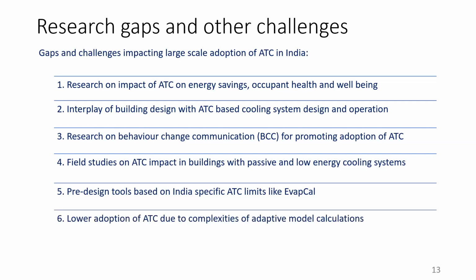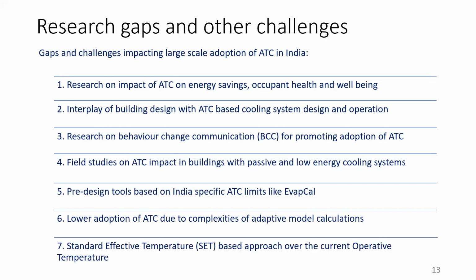Next, there are many complexities in the adaptive model calculations that need to be simplified. These include deviation of actual adaptive coefficients from the established models. And further, there is ambiguity in calculation of outdoor reference temperature as well, which is the most important input variable in the adaptive model. And finally, standard effective temperature SET-based approach, which includes all thermal comfort parameters, air temperature, mean radiant temperature, air humidity, air velocity, clothing and activity level, should be explored over the operative temperature, as it may be more comprehensive and suitable to evaluate comfort.